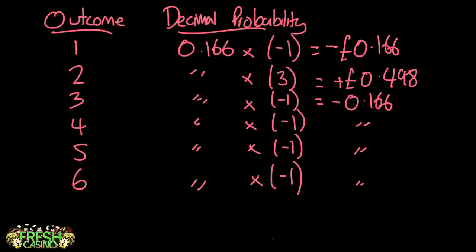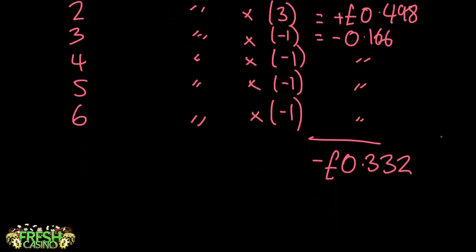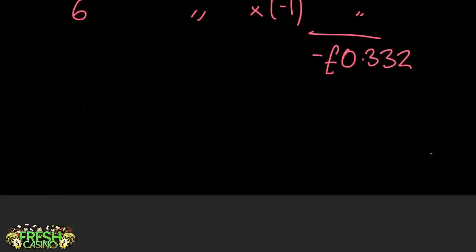Then we add all of these together. Don't worry, I've done this earlier. I don't need to put you through the torture, but you can do it yourself. So feel free to pause the video and practice this example now. But as you can see, it would come to minus 0.332. So in this case, the EV is negative 0.332.